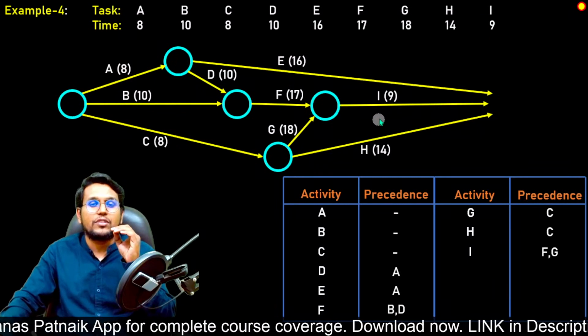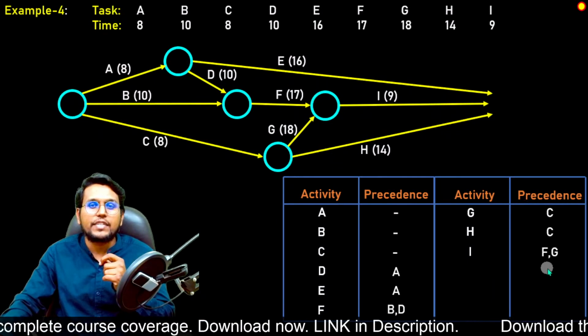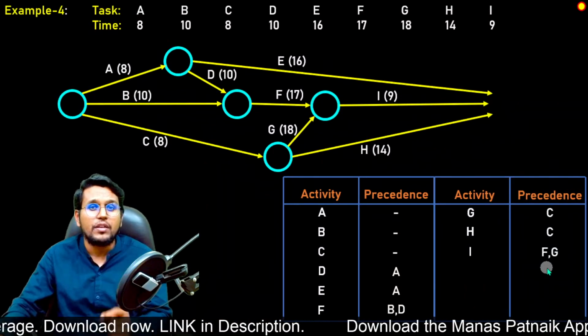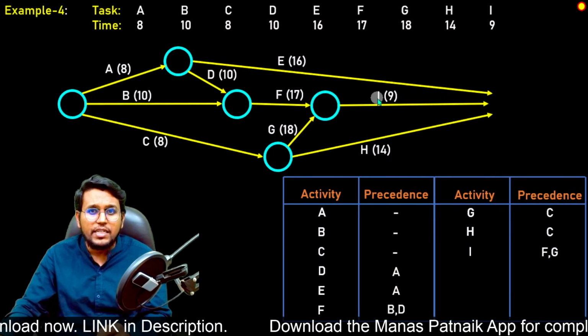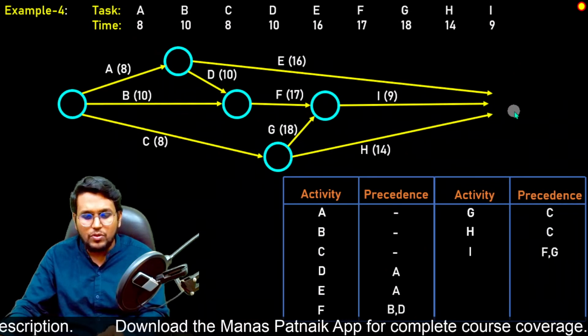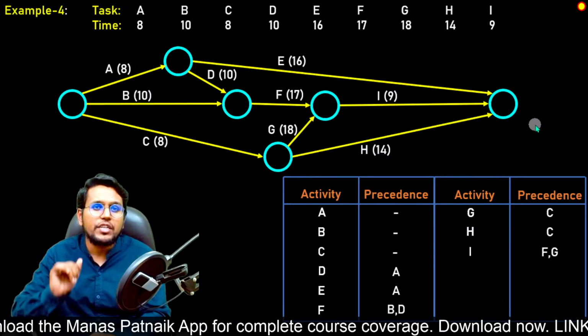Now once we have drawn all the activities, we will see how many are open. We realize that E, I, and H are the activities that are open, so we will conclude them on a common node like this. So our network is ready.